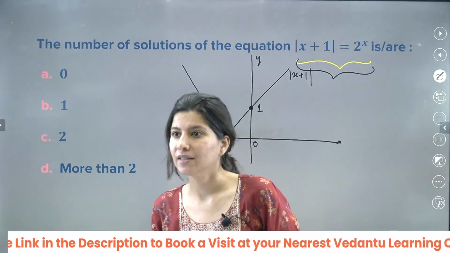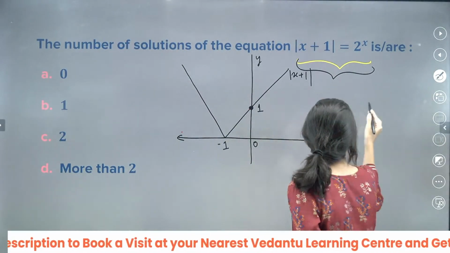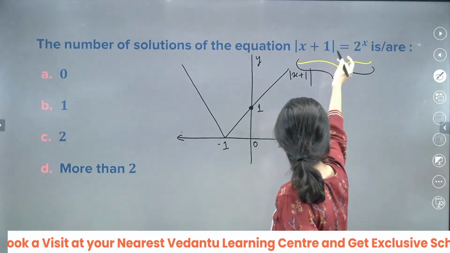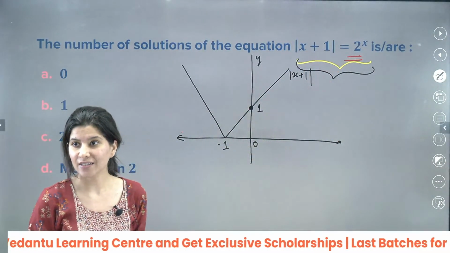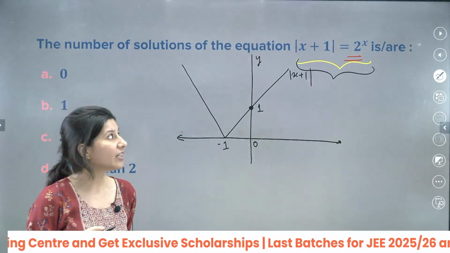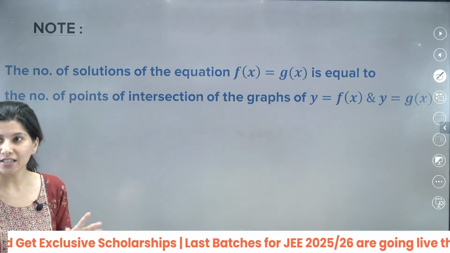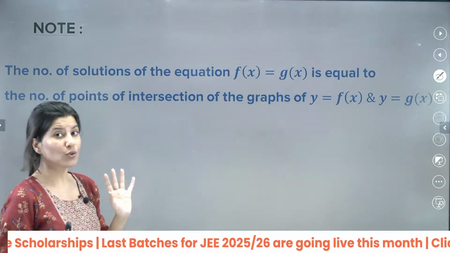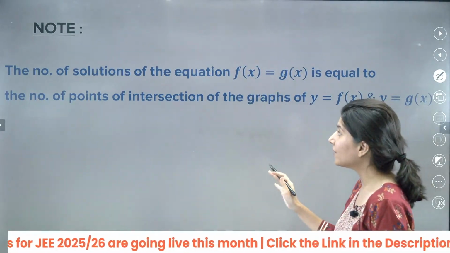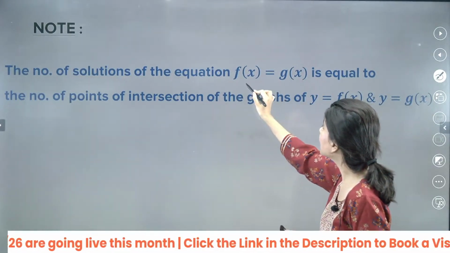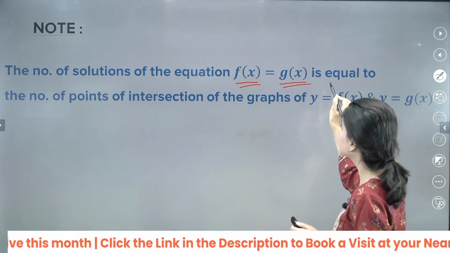Alright, clear? Yes, intersection of y. Now help me plot this curve, 2 raised to power x. Graphically we are trying to understand the number of solutions, and do you know how to figure out the number of solutions of any equation? Whenever you see the number of solutions of this equation, f(x) equals g(x), right?